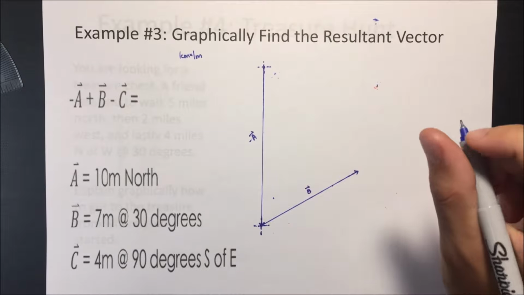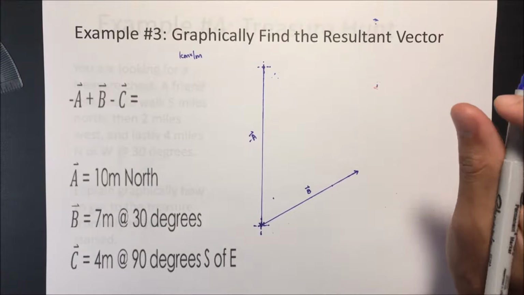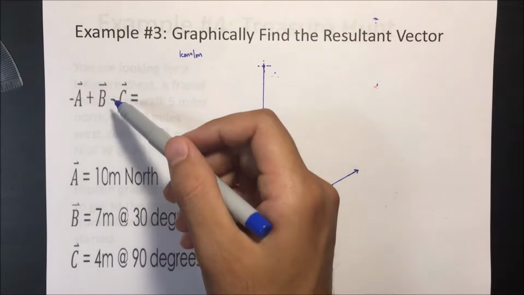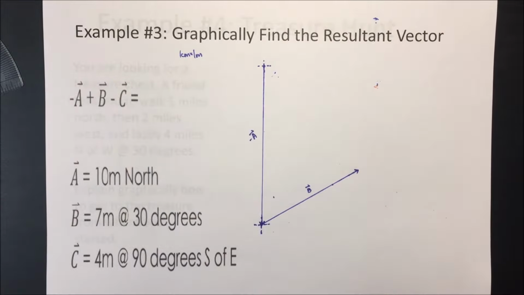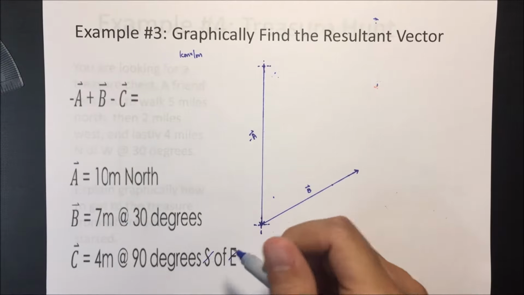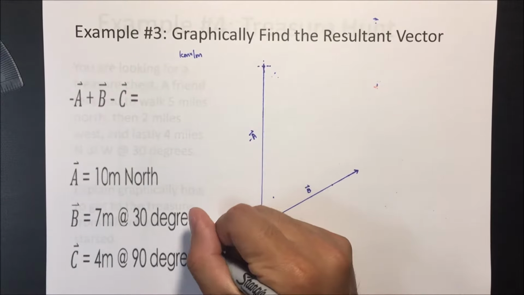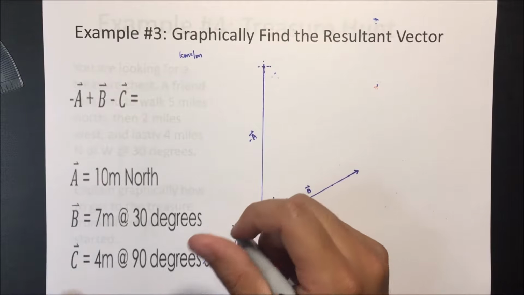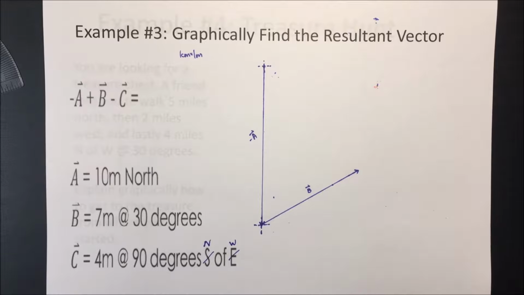And now this has 4 meters at 90 degrees south of east. So since this is negative, what I want you to do is cross out both of these and do the opposite. So if it says south, cross it out and write north, and if it says east, cross it out and put west. So now you can think of it as 4 meters at 90 degrees north of west.